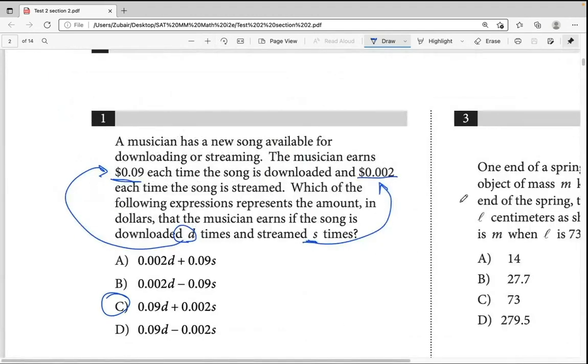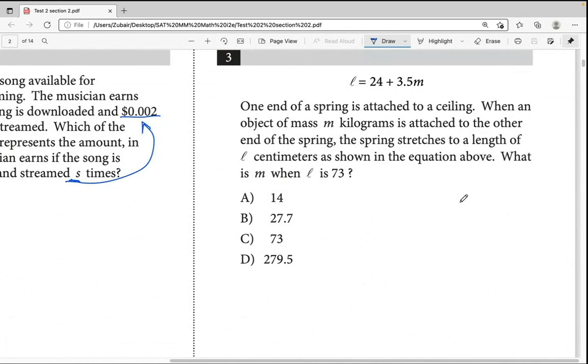Question number three says one end of the spring is attached to a ceiling. When an object of mass m kilograms is attached to the other end, the spring stretches to a length of L centimeters as shown in the equation above. What is m when L is 73? M kgs is attached and the spring stretches to the length as shown. Oh, sorry, already given. So 73 equals 24 plus 3.5m. We just make m the subject. 73 minus 24 divided by 3.5 is 14.